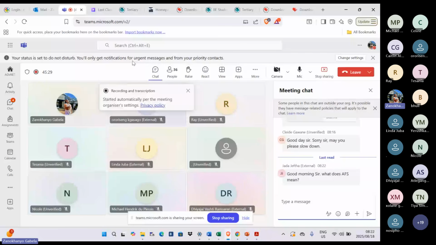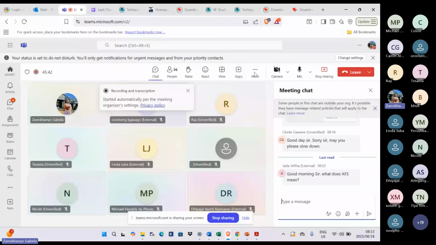AFS, annual financial statements. Oh, okay, sorry. I'll try to slow down. I'll also try to repeat parts that I think are complex. All right, I don't think we have any other questions, so I'm going to proceed to learning unit number 2.